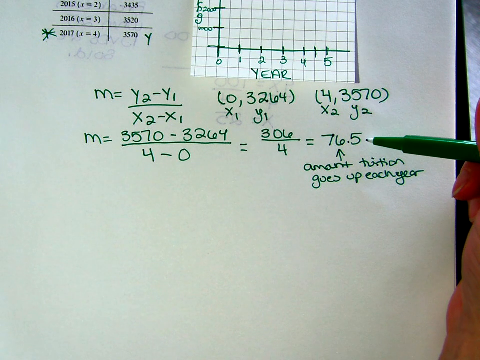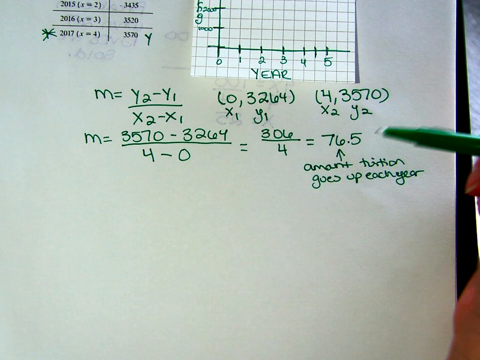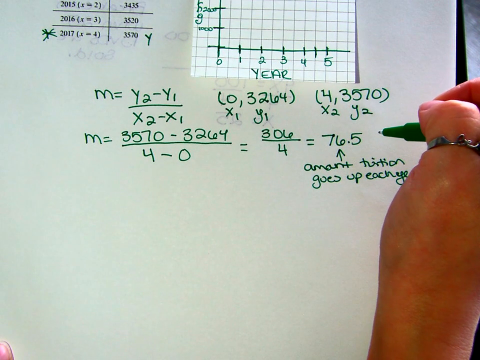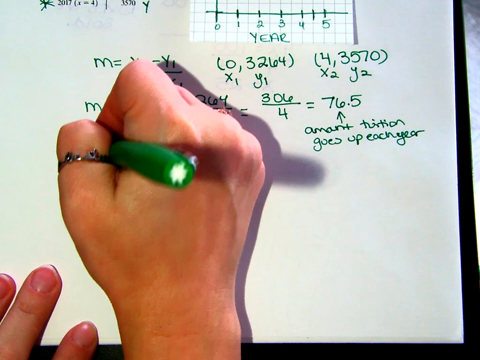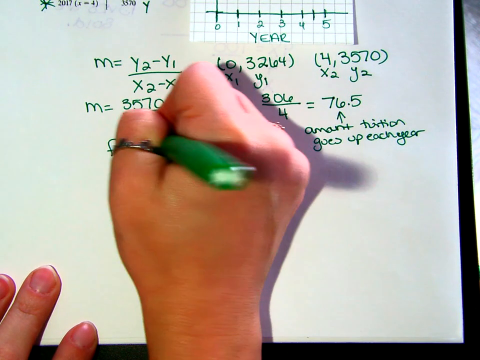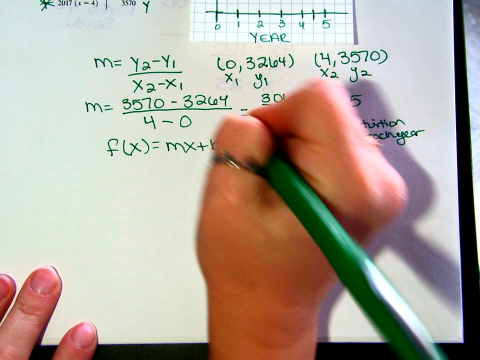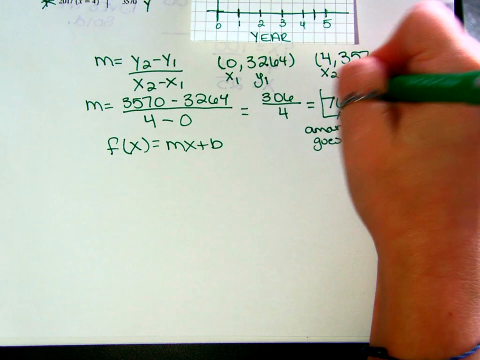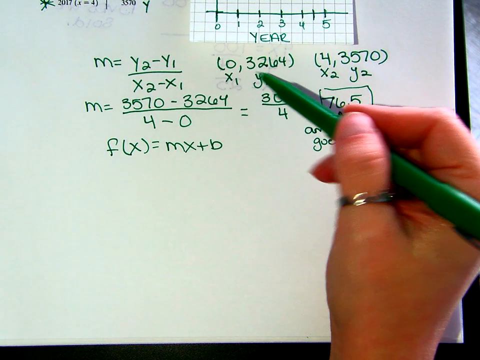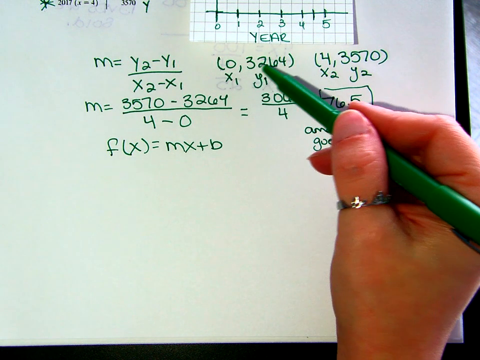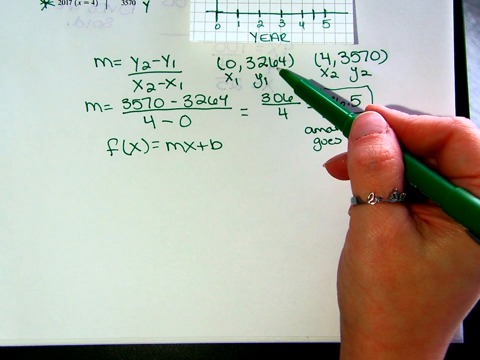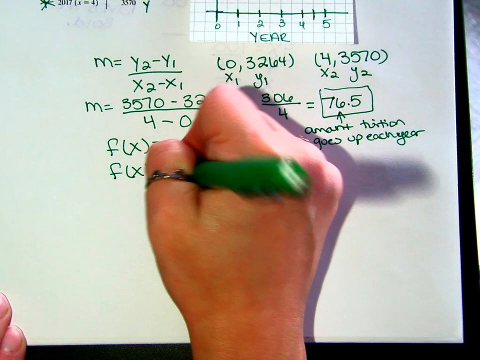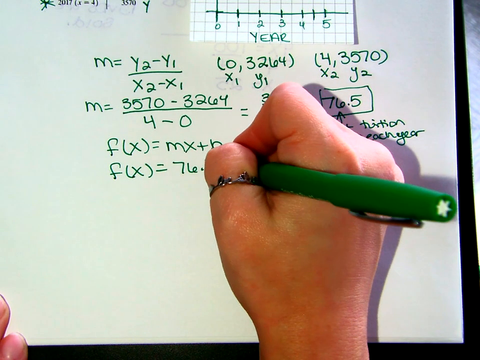So now what we're going to do is we need to write this as a function. Well, my function notation, if you remember, is f of x equals, and we can write it as mx plus b. And we actually know all of this information now. We just found our m, and we actually started with one of our points being our b, like our 0, b. So we already have that value as well. So to write this as a function, I'd write f of x equals 76.5 times x, because that'll be times how many years we're looking at, plus my starting tuition cost, which was $3264.